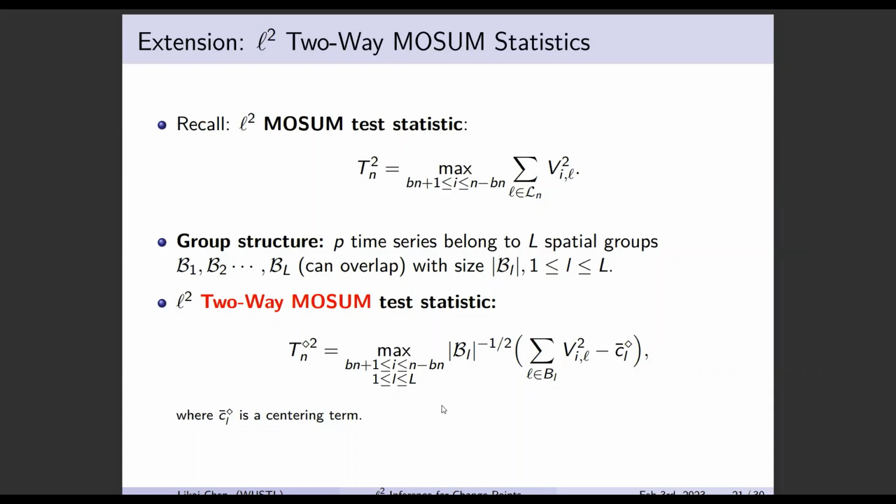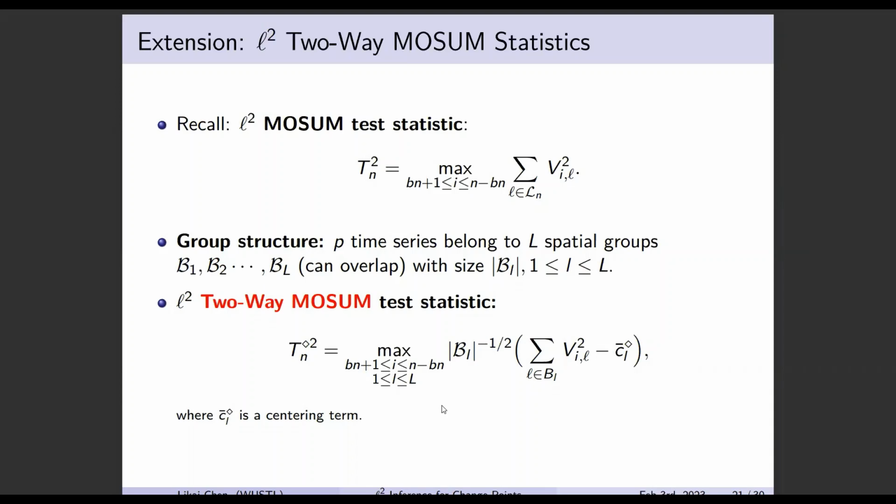So essentially, if you think there might be some structures there, you can just put a group there, and those groups can overlap or be related with each other. The statistic now becomes: we look at this summation within this group B_l, and then we take a maximum, not just over the time location but also over the spatial location. So i corresponds to the location in time, and l corresponds to the spatial location.